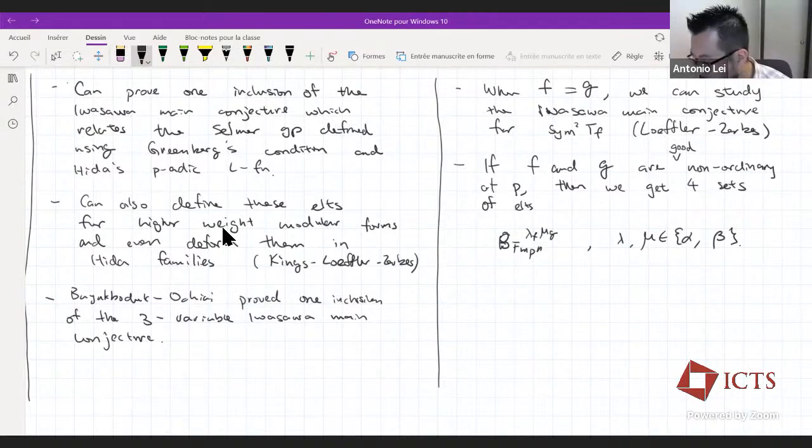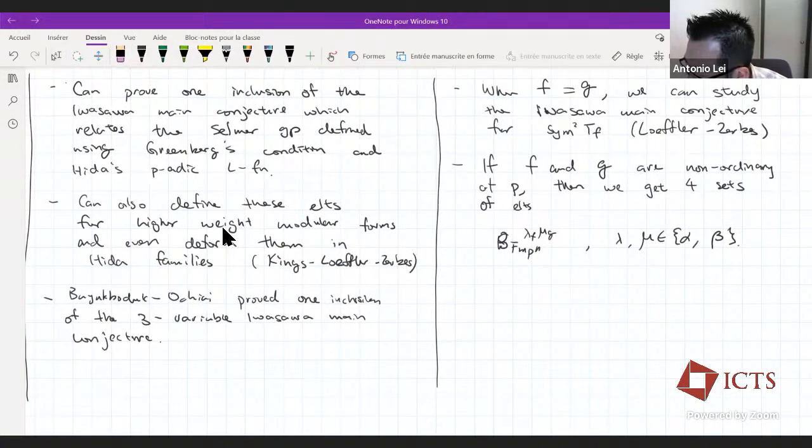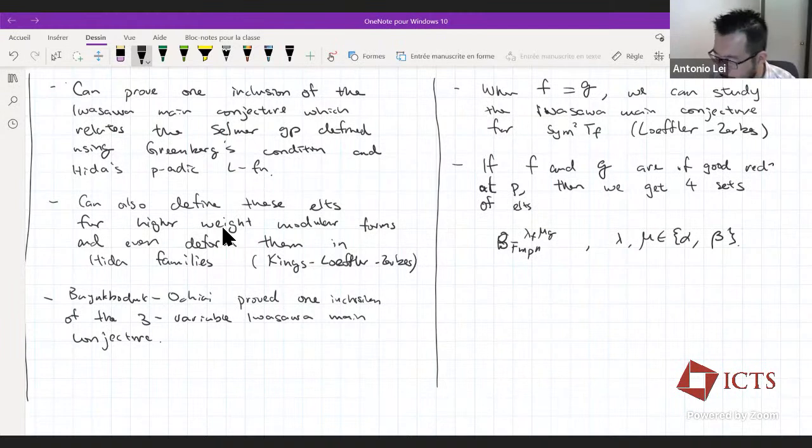Sorry, I'm not being very precise here. I should start again. So if f and g are of good reduction, not necessarily ordinary, so let's say they are of good reduction at P, then we get 4 sets of elements. And then it turns out that these four sets of elements give you some norm relation.